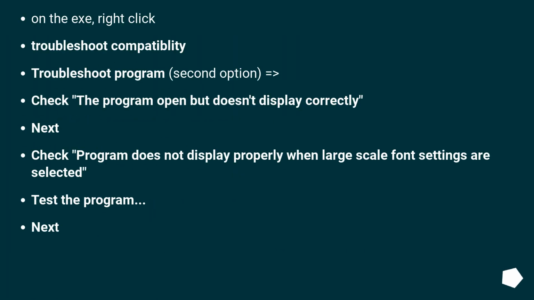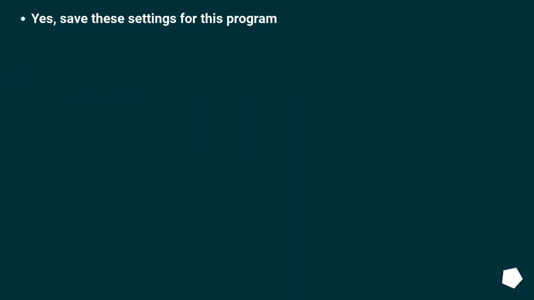On the exe, right-click. Troubleshoot compatibility. Troubleshoot program, second option. Check the program opens but doesn't display correctly. Next. Check the program does not display properly when large scale font settings are selected. Test the program. Next. Yes. Save these settings for this program.